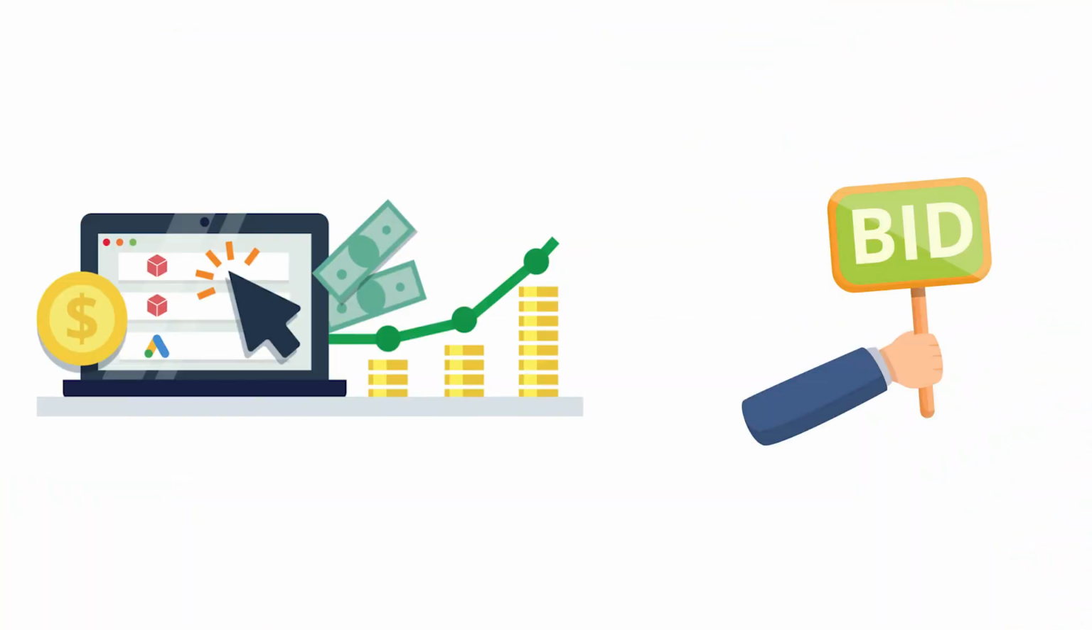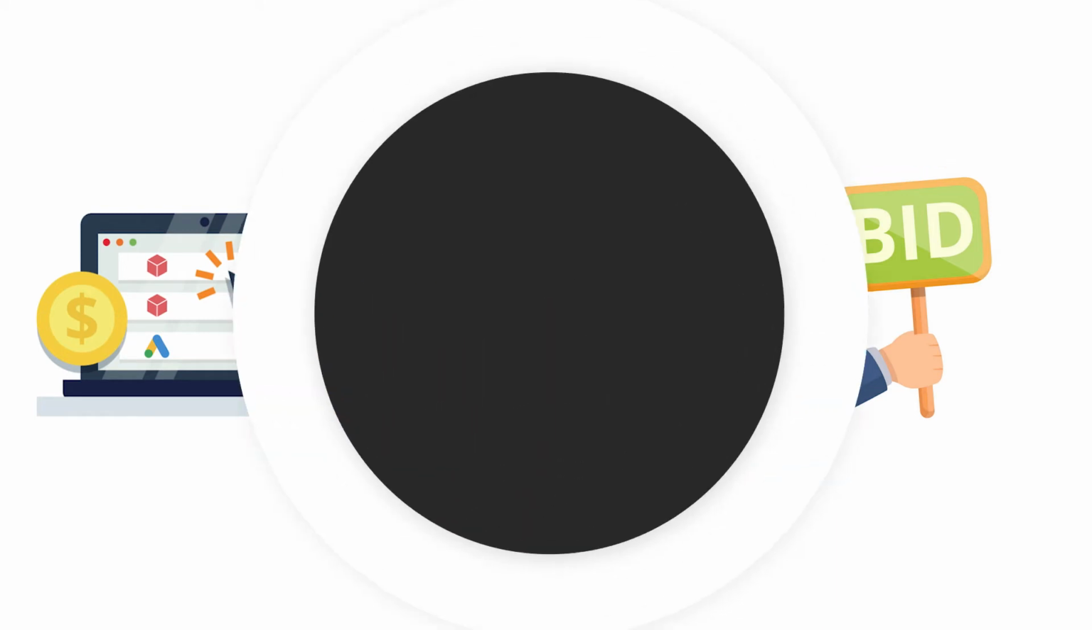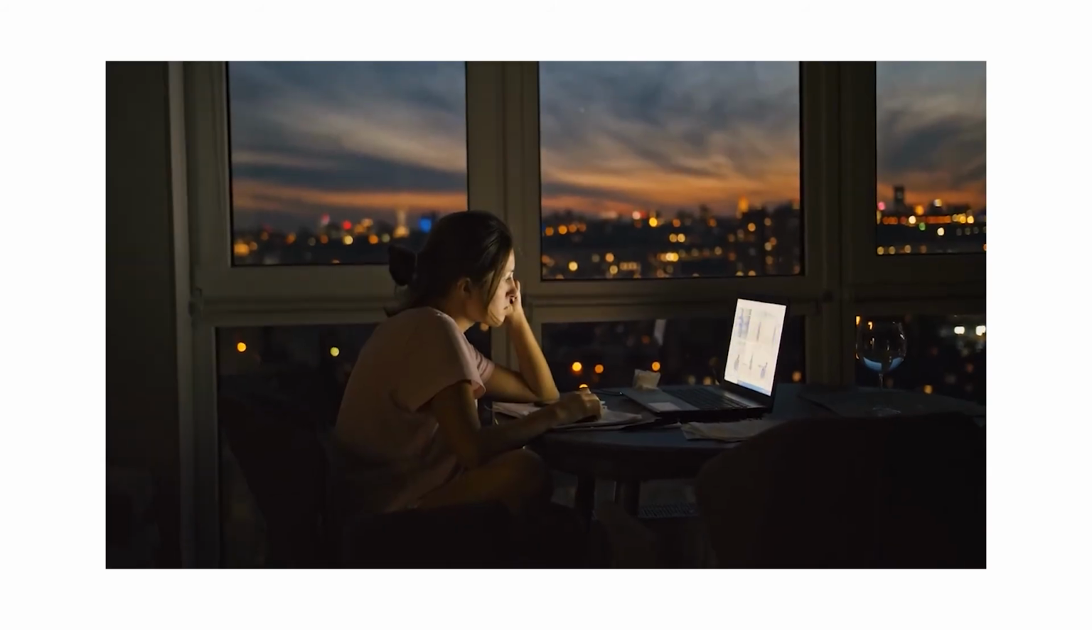8. Bid price. The maximum amount of money an advertiser pays for a particular keyword for one click is the bidding price. 9. Impressions. It means how often your ad is shown.